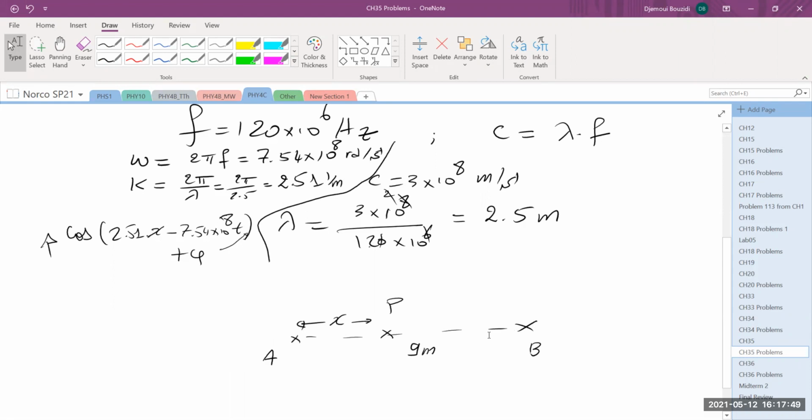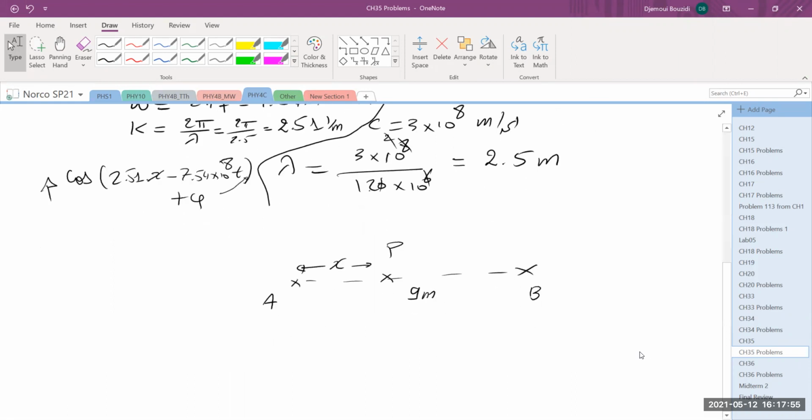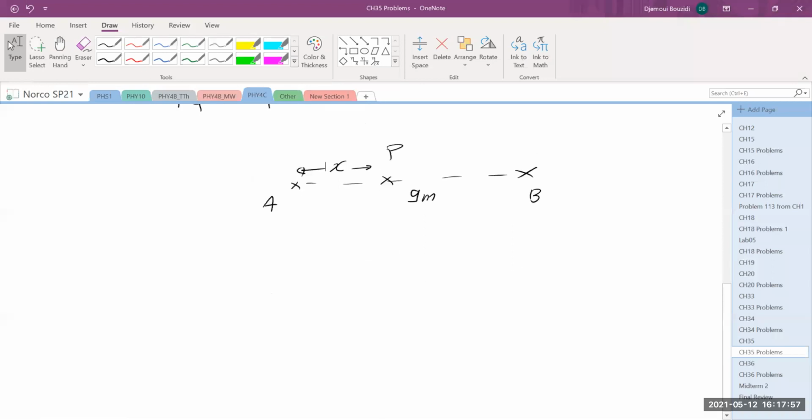But is there only one of them or more? That's what we need to find. So if it's any multiple of lambda, it's going to be constructive interference. So let's see now how far this distance is. Obviously, this distance is going to be 9 minus x. And this distance is x.